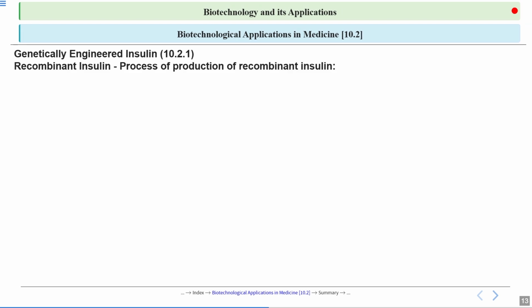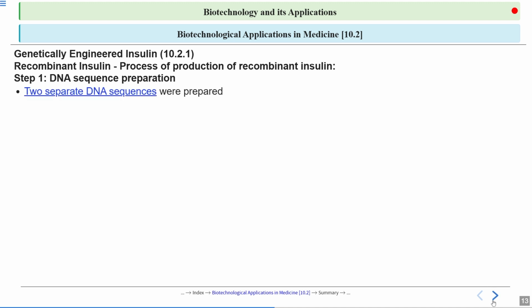So we will study each and every step. What was the process of production of recombinant insulin? What did this company Eli Lilly do? First they did DNA sequence preparation. Two separate DNA sequences were prepared. So this was their strategy.